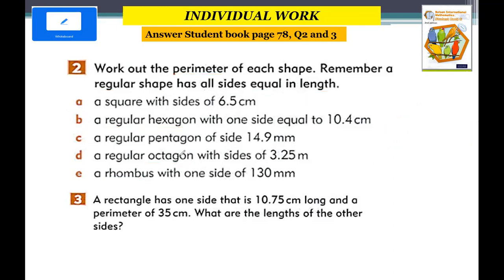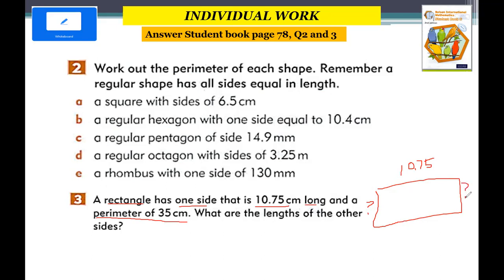Next one is question 3. A rectangle has one side that is 10.75 centimeters long. So this is the rectangle, okay? Long means length, the longest side. So this will be 10.75. All right? Then the perimeter is 35 centimeters. Find this.